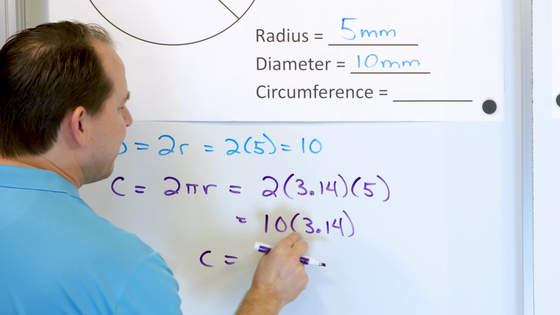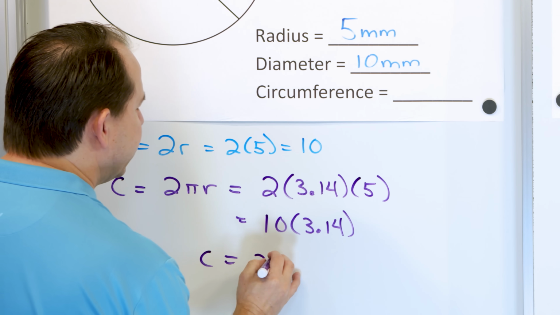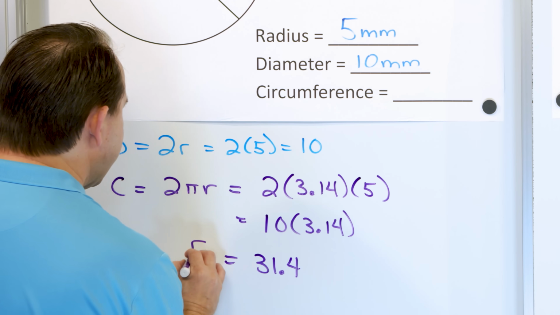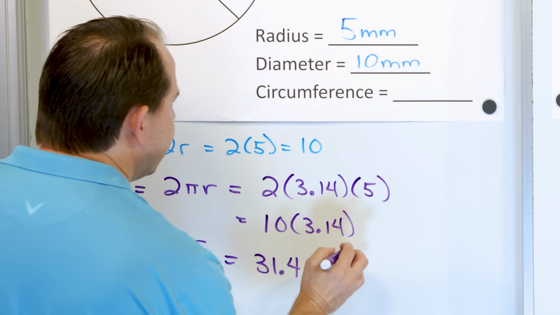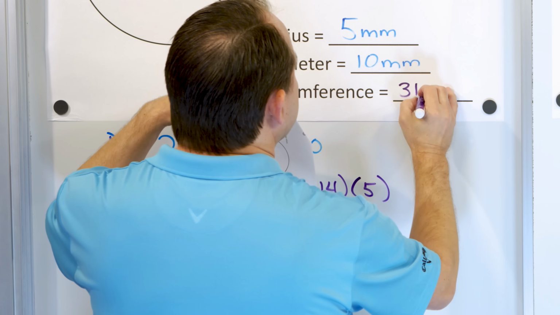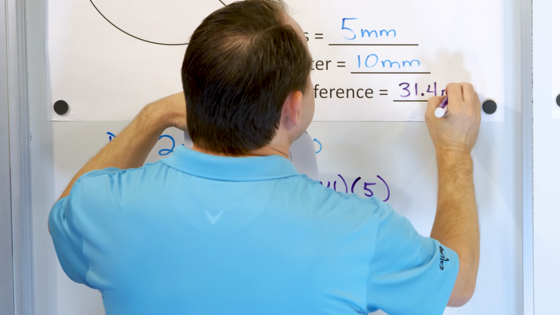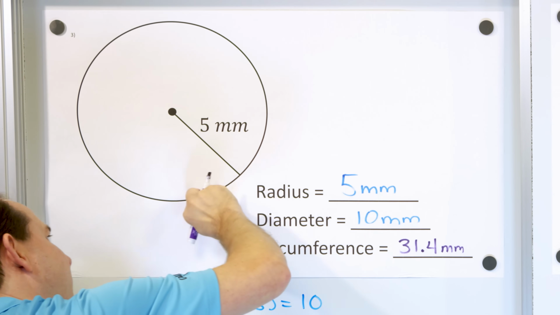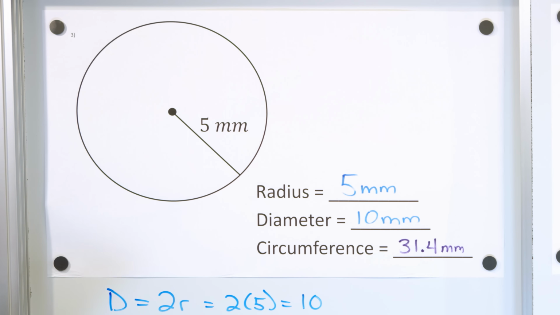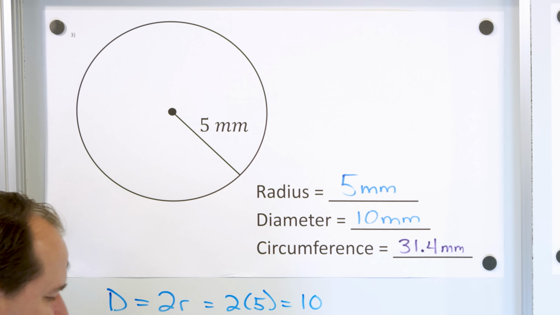And so we multiply by 10, we move the decimal 1 position to 31.4. And what unit are we talking about here? Well, again, it's millimeters. So 31.4 millimeters. And that's the distance. If you were to measure it with a piece of string or something all the way around and then measure the length of that string, it would be 31.4 millimeters.